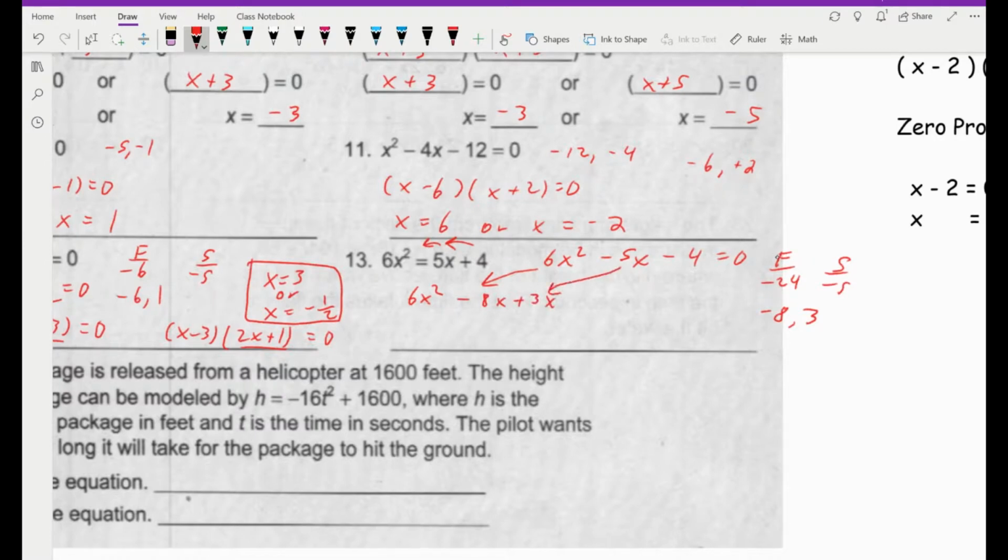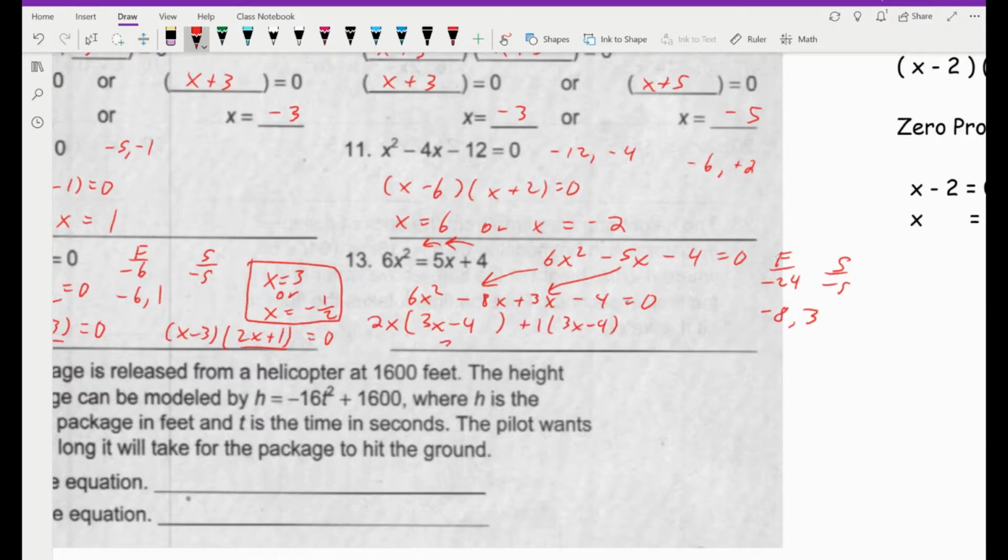You see, we split the minus 5x. It goes to minus 8x plus 3x and minus 4. We now factor the first two terms and the last two terms. The first two, we can factor out what value? How about a 2x? And we'll get a 3x minus 4. The last two terms, we can only factor out a 1.